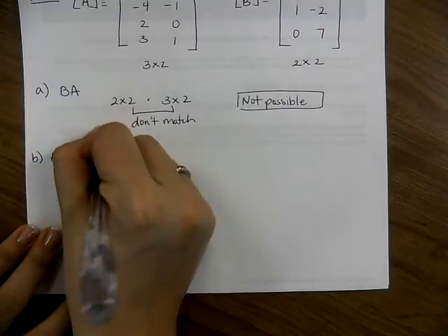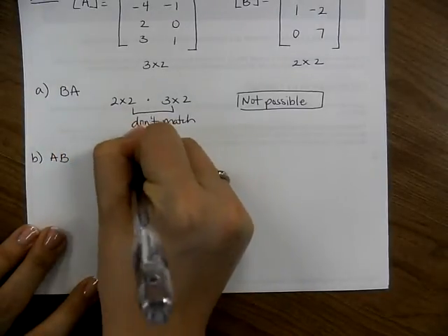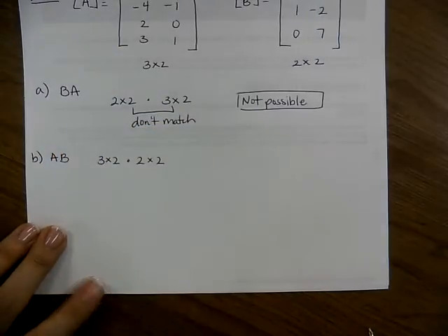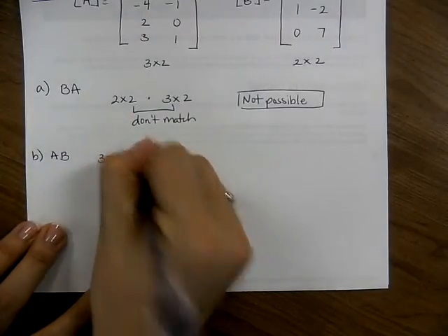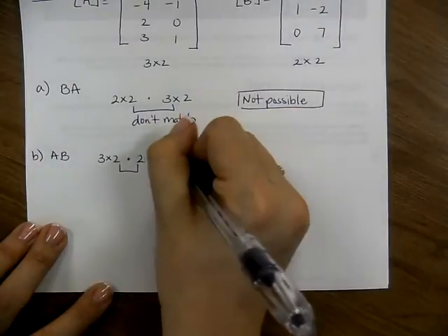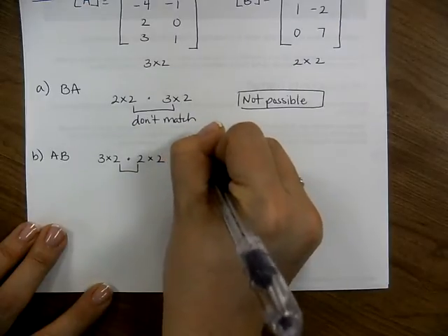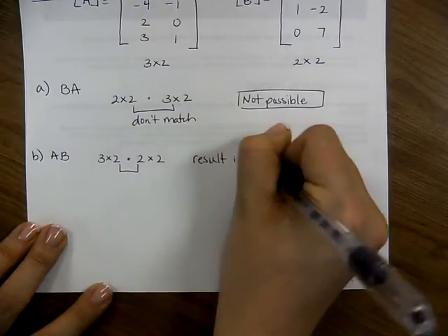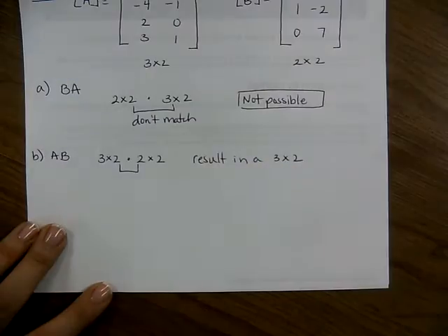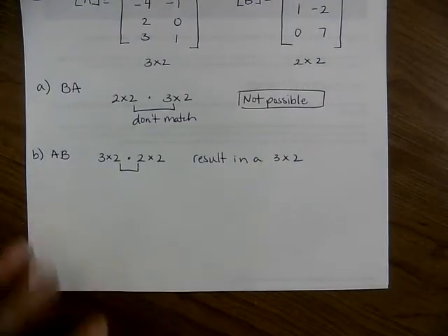So A is a 3 by 2, and we're going to multiply it by a 2 by 2. So are we allowed to do this? Yeah. This is a good multiplication problem. Now this is going to result in a 3 by 2 matrix. So that's the type of result we're expecting to get.